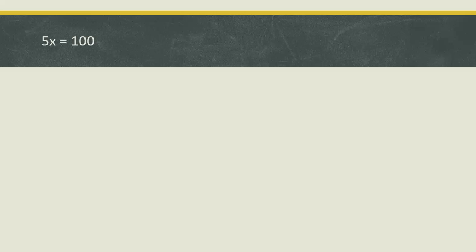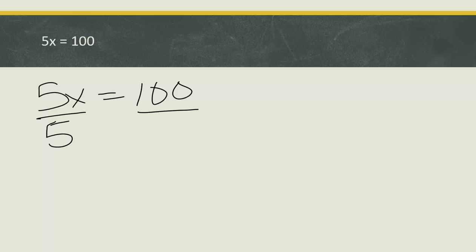5x equals 100. Start by thinking about what this means. 5x is 5 times x. So 5 times x equals 100. I have to undo multiplying by 5. The opposite of multiplying by 5 is dividing by 5. When we write this out, we're going to use a fraction bar to represent division. And remember, we're going to divide both sides by 5.